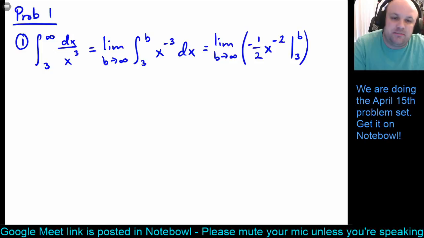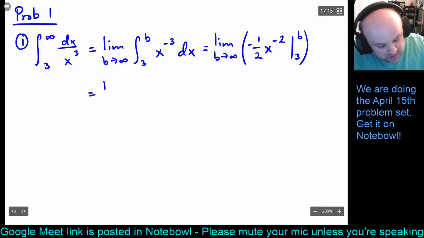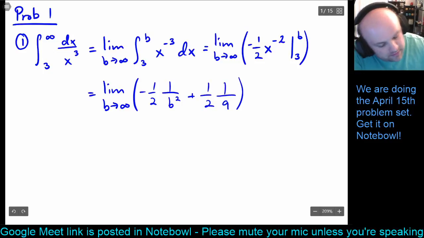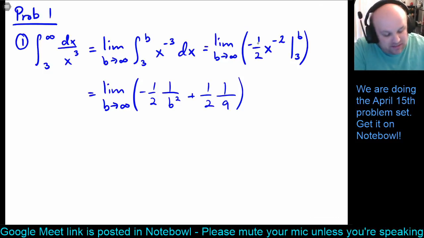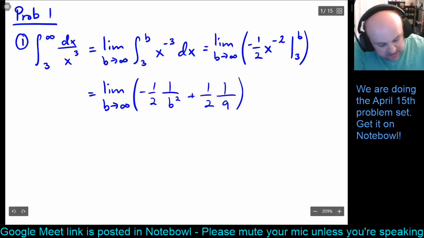All right, so now we're just going to plug in this stuff, and I'm going to change that negative 2 exponent back to 1 over x squared after I plug stuff in. So this is limit as b goes to infinity of negative 1/2 times 1 over b squared, plus 1/2 times 1 over 9. Now again, it's plus here because of that negative sign. It's going to be minus negative this stuff. In fact, maybe let's go ahead and write that just to make it a bit clearer.